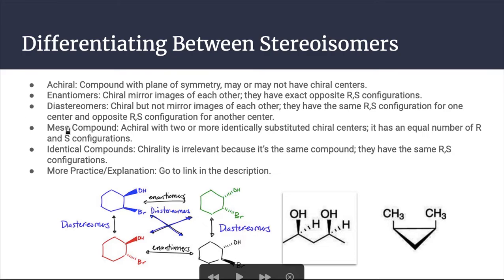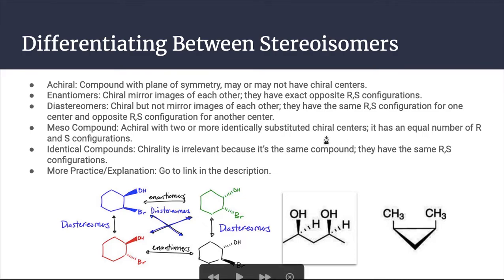So those are diastereomers, and then we go to meso compounds. Meso compounds are achiral with two or more identically substituted chiral centers, and they have an equal number of R and S configurations. I included this bit because it gives you a way of identifying meso compounds without having to do the R and S configuration. But I would suggest that you do the R and S configuration as well, just to be sure that the answer you're writing down is right.